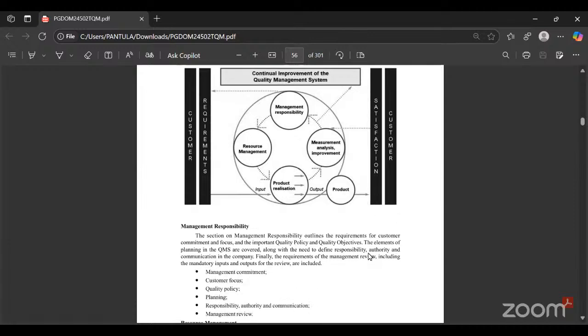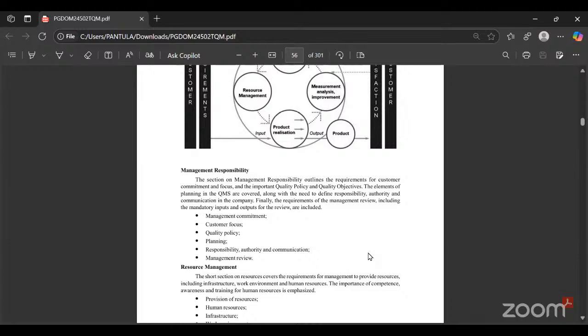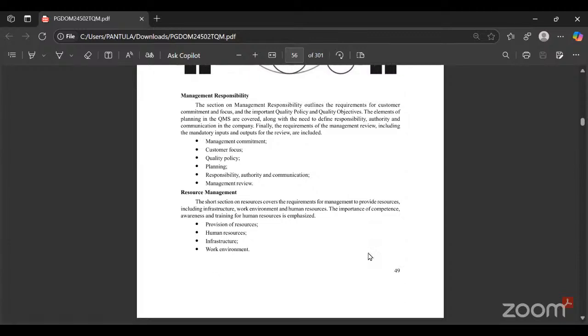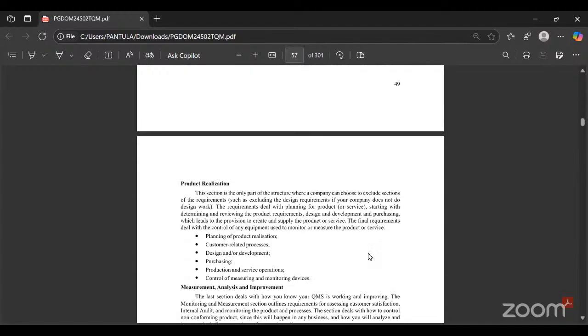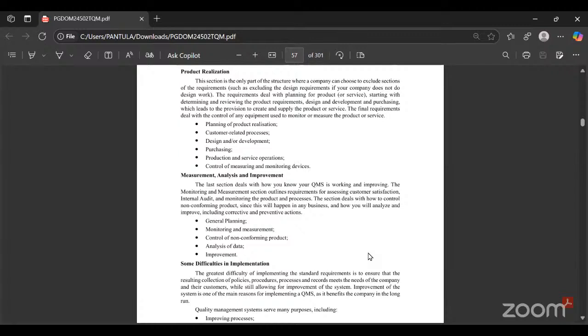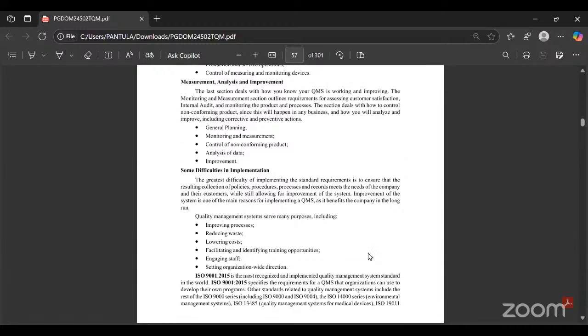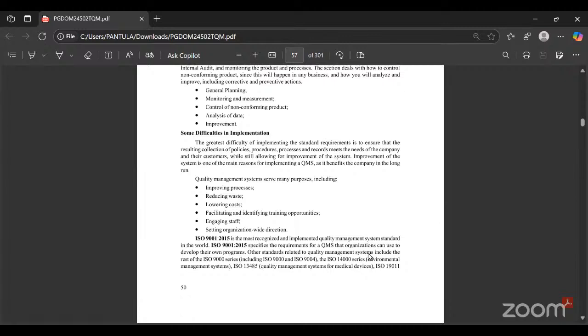Quality management responsibility: management commitment, customer focus, quality policy, planning, responsibility, authority and communication, management review. Resource management: provision of resources, human resources, infrastructure, work environment. Product realization: planning for product realization, customer related processes, design and development, purchasing, and control of monitoring and measuring devices. Measurement, analysis and improvement: general planning, monitoring and measurement, control of non-conforming product, analysis of data, and improvement. Improving the process, reducing the waste, lowering the cost, facilitating the identification of opportunities, engaging the staff.